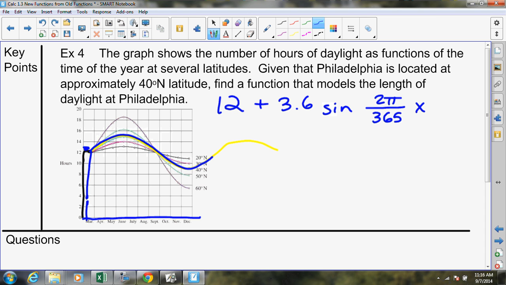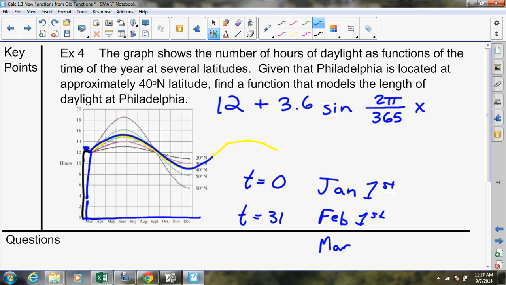At the beginning of the year, when we have time is 0, that's January 1st. And when we get a time of 31, that's February 1st. The t equals part is actually keeping track of how many days have been completed. So at the start of January 1st, 0 days are done. At the start of February 1st, the entire month of January is done, and January has 31. And when we go to March, since February has 28 days, that would give us a total of 59.